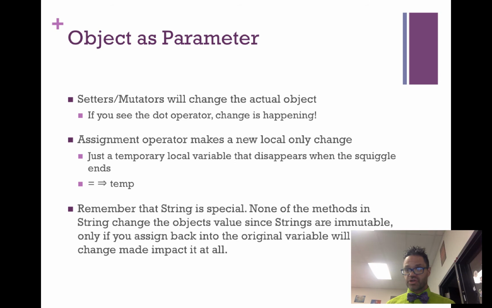Okay? Now, strings are special. Because a string is an immutable class in Java, methods on strings don't affect it. When we use a method on a string, it doesn't change the actual value of the string. So the string doesn't get impacted by that at all.